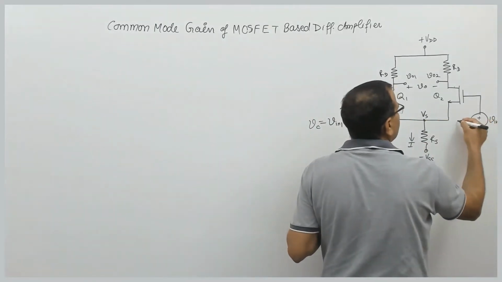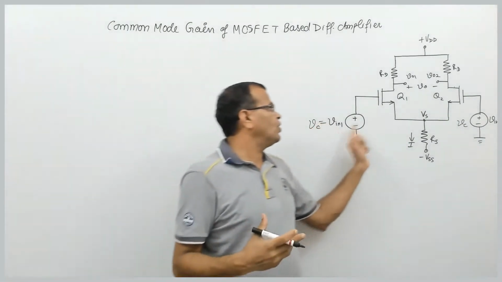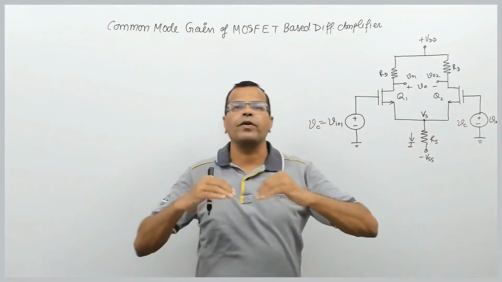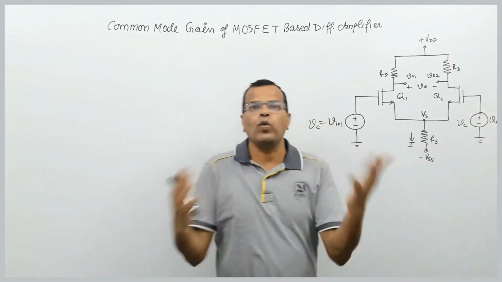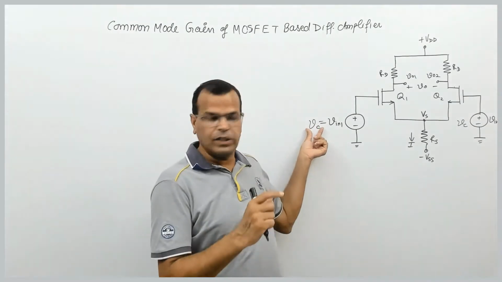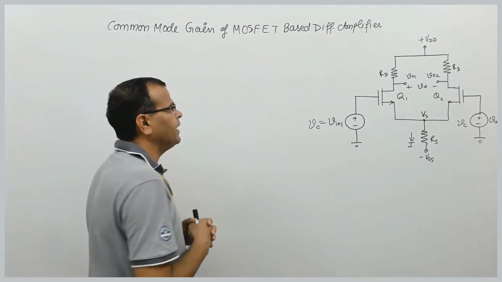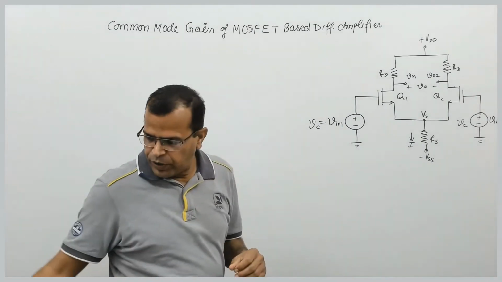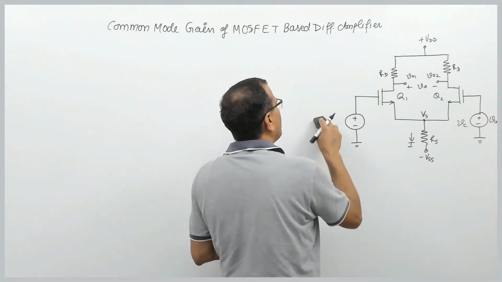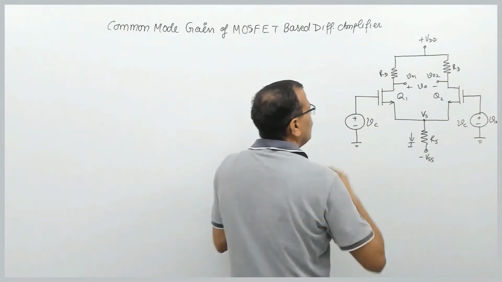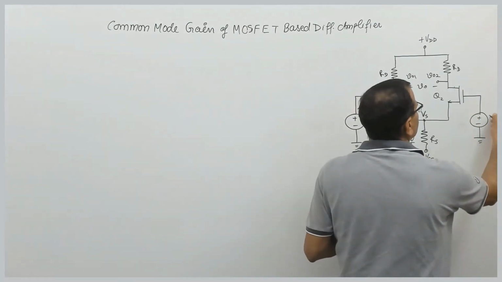This is incremental input. This VC here is called incremental input. So both inputs V in 1 and V in 2 are increased by a small increment value of VC equally. Equally means this is increased by VC, this is also increased by VC. That is called incremental change. So when both inputs, that is V in 1 and V in 2, are increased by the same value, we will say both incremental inputs are same.